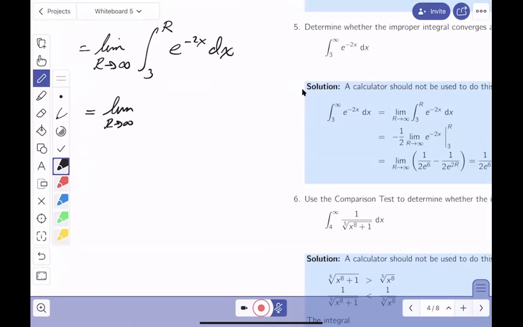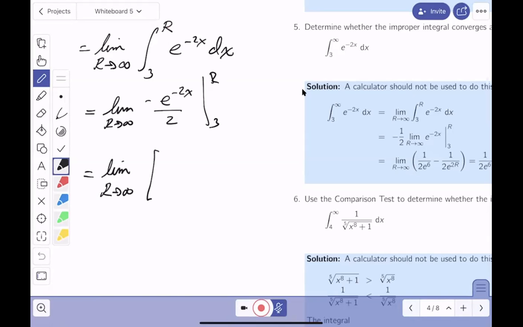And what do you get over there? Well, the antiderivative is pretty easy to do. What's that going to be? It's going to be e to the minus 2x over minus 2, so I'm going to say minus a half. The limits are going to be 3 to r. I'm going to put that down now. Limit as r goes to infinity.